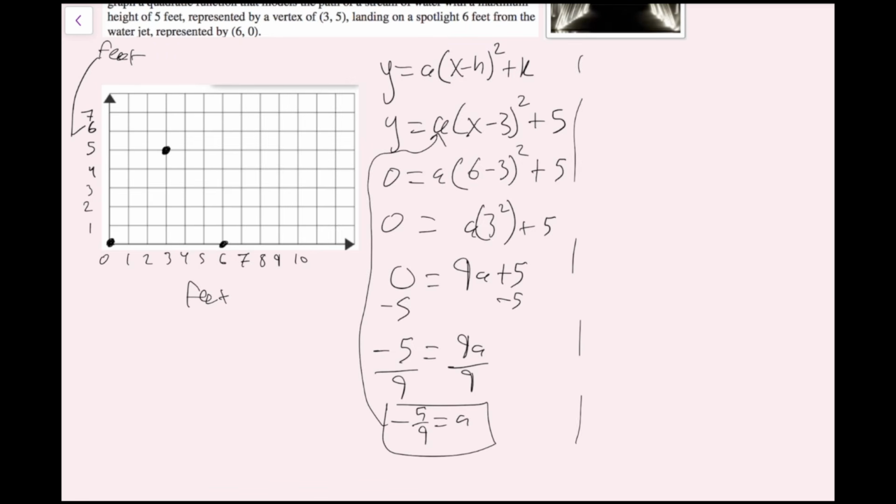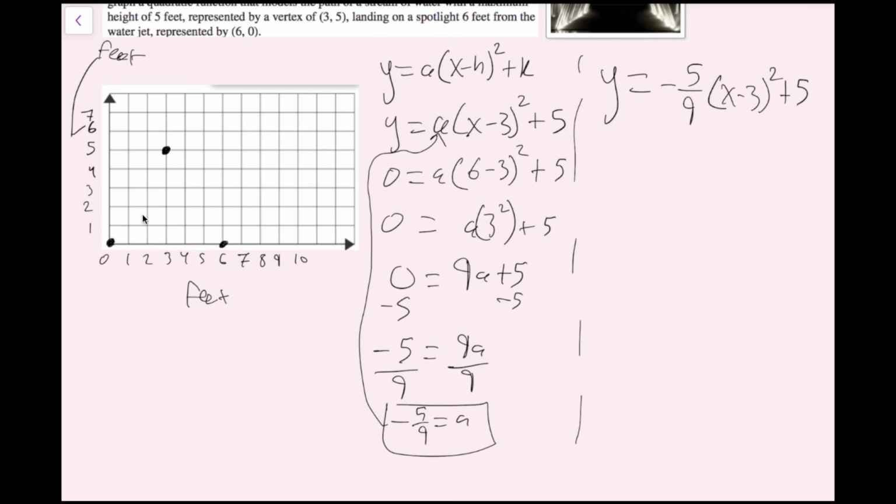So that's going to be y equals negative 5 ninths times quantity x minus 3 all squared, and then plus 5. So here is my function that I wrote. What I did to solve this is I used the general equation for vertex form, which is y equals a times the quantity x minus h all squared plus k, and I plugged in my vertex. Remember, vertex is h comma k, so I plugged in 3 for h and then 5 for k, and then I plugged in 6 and 0 for x and y respectively to solve for a. When I solved for a, I got negative 5 ninths for my a value and put it all together to get this equation.